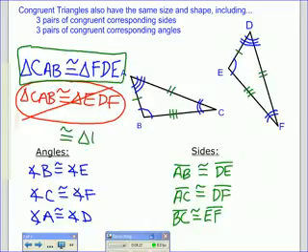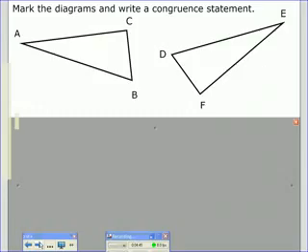If I wanted to write triangle EDF, then I would just have to put the corresponding angles in the same order on the other side. E goes with B, D goes with A, and F goes with C. So this in the green is okay, this in the blue is okay. The one in the red is not okay because the corresponding angles don't go in the same order.